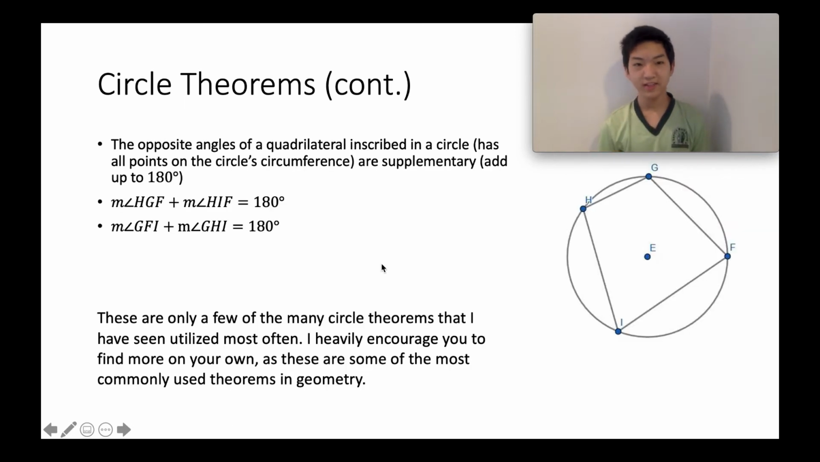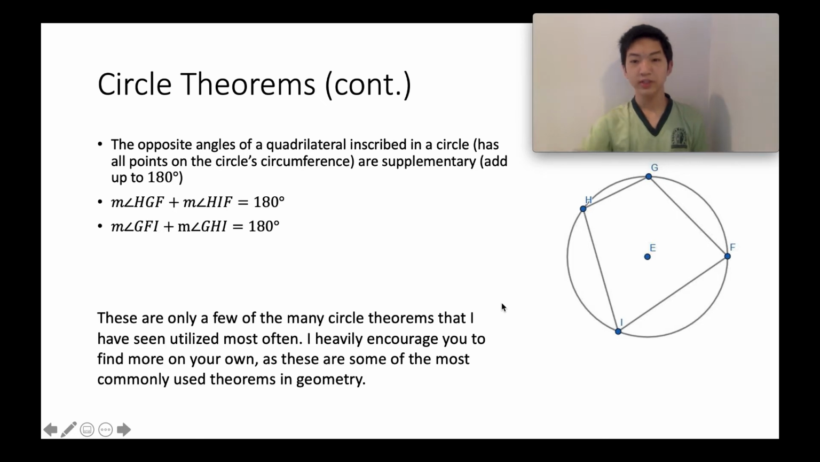So this will be the last slide of circle theorems, I promise. The opposite angles of a quadrilateral inscribed in the circle, which means that all points of the quadrilateral are on the circle circumference. You can see it demonstrated here with GHIF. This is a quadrilateral, and all 4 points are on the circle circumference. They are supplementary, which means they add up to 180 degrees. In case you didn't know, complementary angles add up to 90 degrees, and supplementary angles add up to 180 degrees.